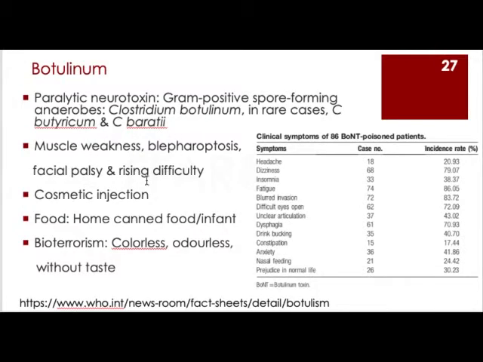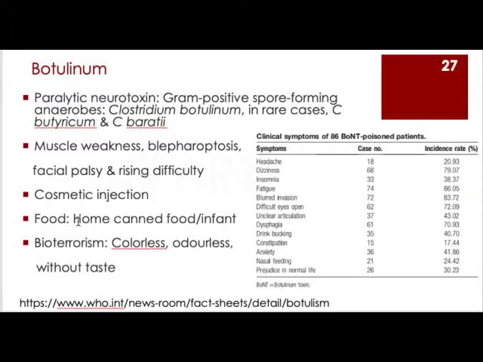Bear in mind, it can also be found in cosmetic injections to make you look younger, right? If you use it in small doses, it only causes partial paralysis of your facial muscles, so it causes tightening and you look young. But bear in mind, it can also cause side effects from the injection. This is from a paper which says that the common immediate side effects that the person can experience are dizziness, blurred vision, difficulty opening the eyes, dysphagia, difficulty in swallowing, and so on. But this is not the most common way of getting botulinum toxicity.